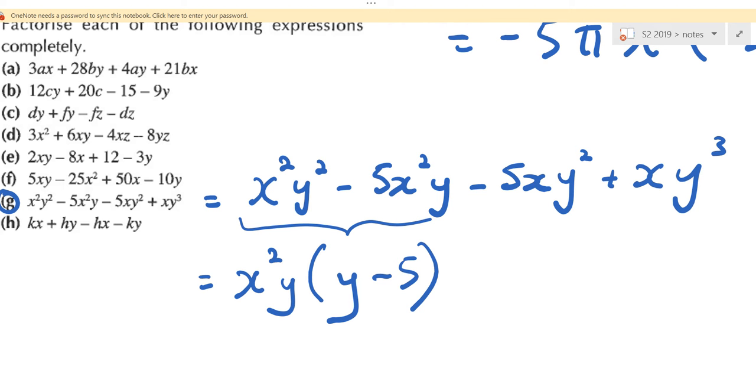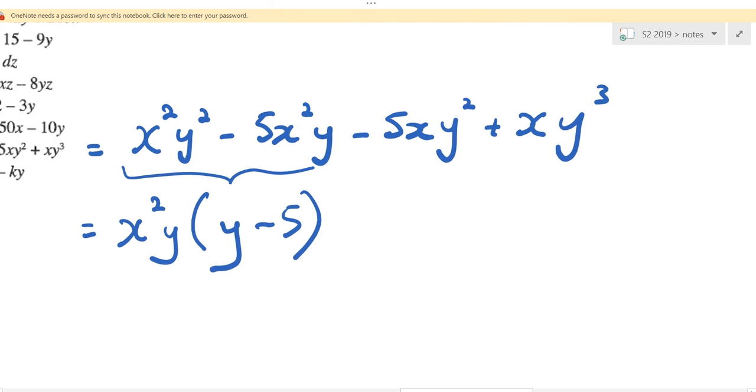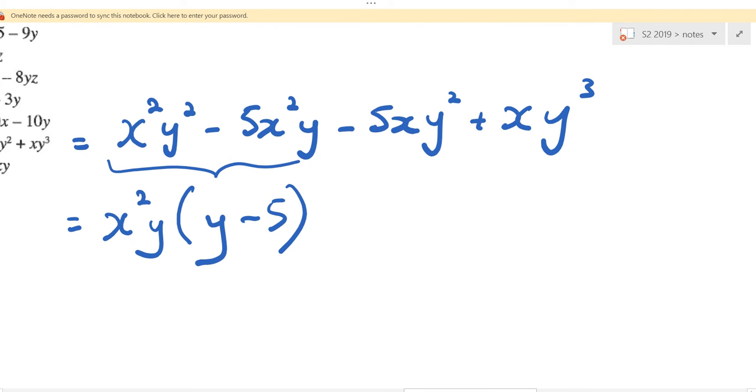Okay, let's try the second one. Chloe, I have minus 5xy squared plus xy cubed. What do I take out? Okay, I tried myself.